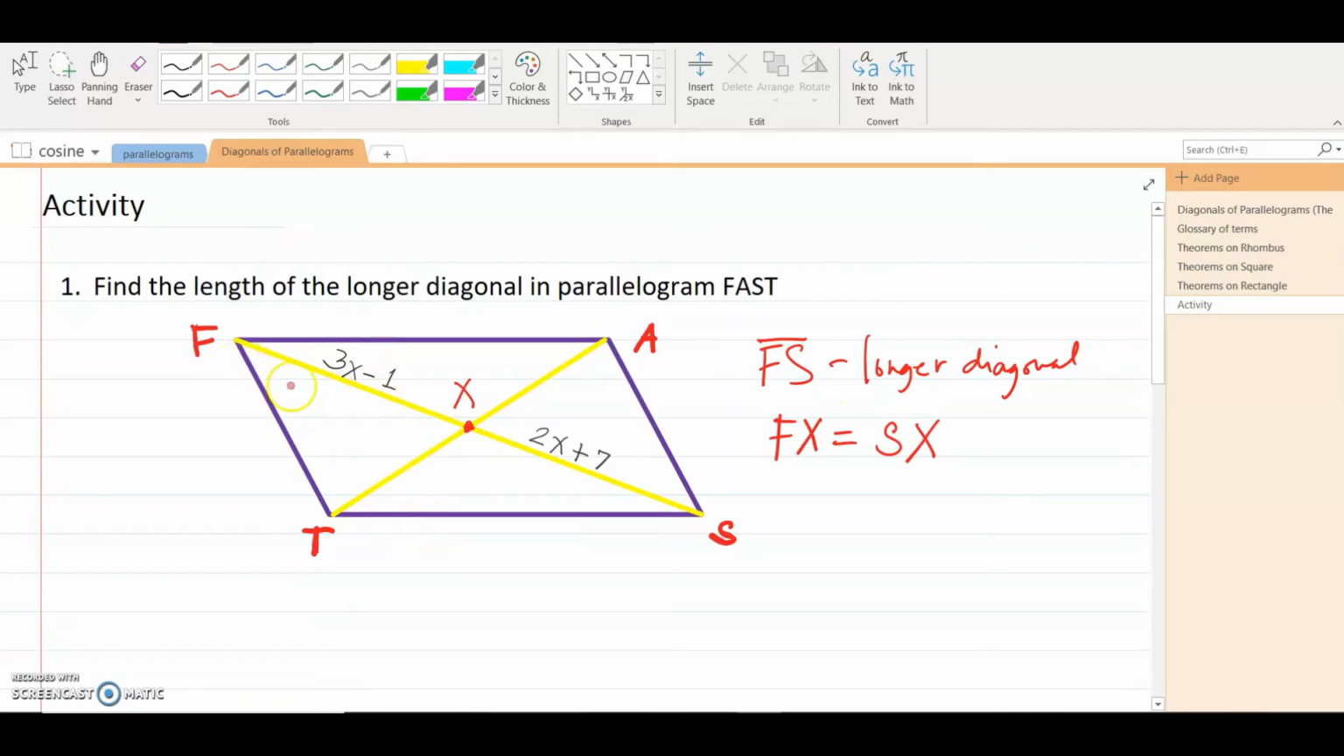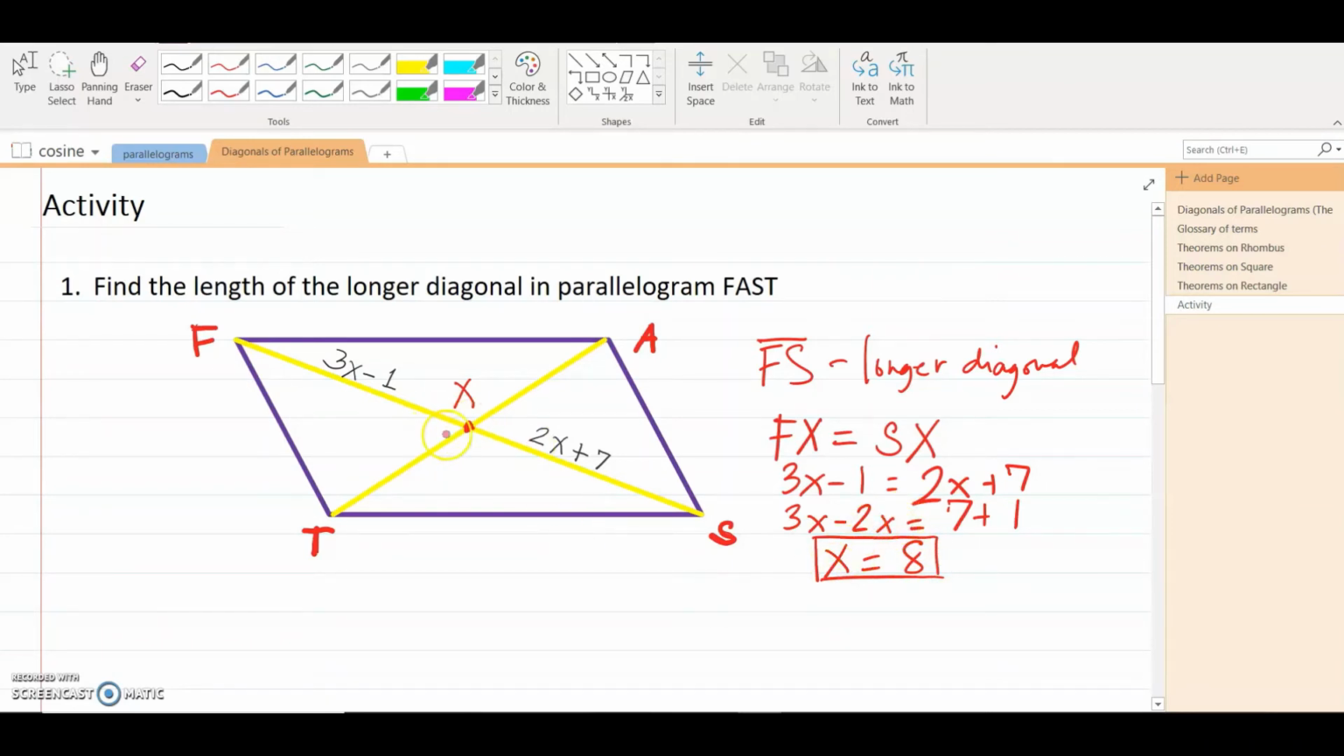So, you can say that FX has a given 3x minus 1. So, we have 3x minus 1 is equal to, our SX will be 2x plus 7. Then you just transpose 2x on the left side. So, we have 3x minus 2x equals 7 plus 1. So 3x minus 2x is x, which is equal to 7 plus 1, which is equal to 8. So the value of x is 8.